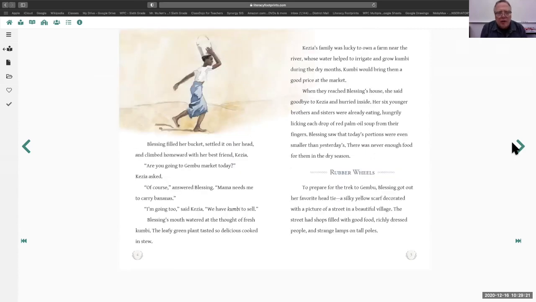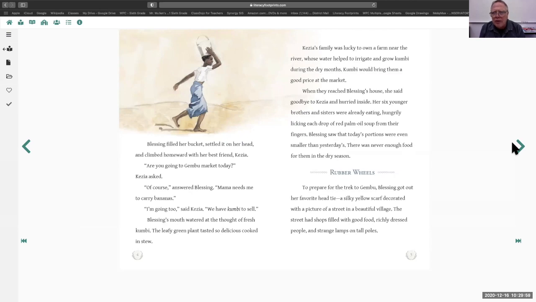Blessing filled her bucket, settled it on her head, and climbed homeward with her best friend, Kezia. "Are you going to Gembu Market today?" Kezia asked. "Of course," answered Blessing. "Mama needs to carry bananas." "I'm going too," Kezia said. "We have kumbi to sell." Blessing's mouth watered at the thought of fresh kumbi. The leafy green plant tasted so delicious cooked in stew. Kezia's family was lucky to own a farm near the river, whose water helped to irrigate and grow kumbi during the dry months. Kumbi would bring them a good price at market.